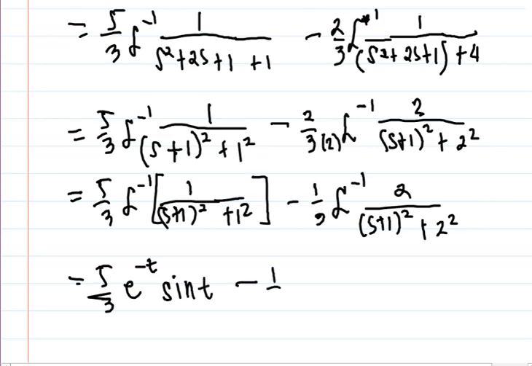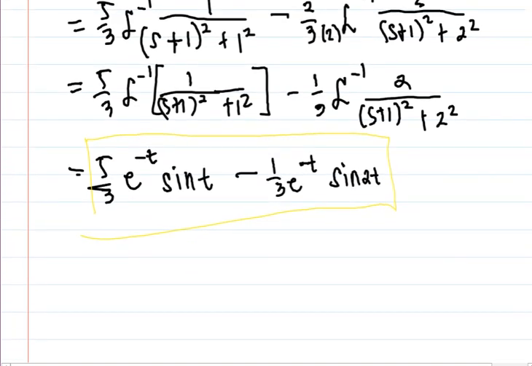Minus, so we have 1/3, then we have first shifting, e raised to negative t, then we have 2 squared. So aton a is 2, so we have sine 2t. So this now will be aton nga final answer. So we have come up with the process of the transforming of inverse Laplace transform.